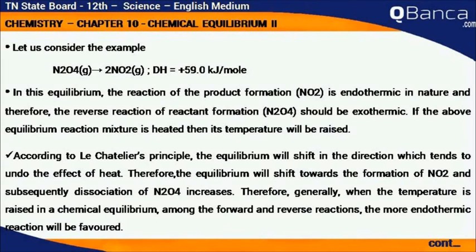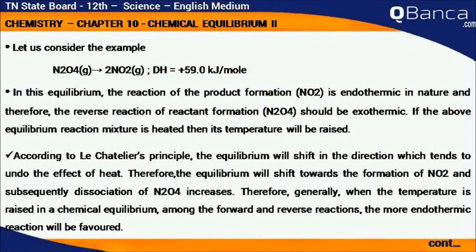In this equilibrium, the reaction of the product formation, NO2, is endothermic in nature, and therefore the reverse reaction of reactant formation, N2O4, should be exothermic. If the above equilibrium reaction mixture is heated, then the temperature will be raised. According to Le Chatelier's principle, the equilibrium will shift in the direction which tends to undo the effect of heat. Therefore, the equilibrium will shift towards the formation of NO2, and subsequently dissociation of N2O4 increases.